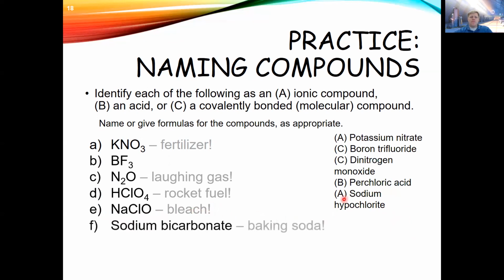Let's look now at baking soda. Give me now whether this is ionic, an acid, or covalently bound compound. And actually, let's try and figure out the formula. Now, if you don't have all the anions memorized, that's fine, but go ahead and pause it, at least try and figure out what kind of compound it is. Okay, so sodium is a metal, which means this is going to be A, an ionic compound. So then we have sodium bicarbonate.